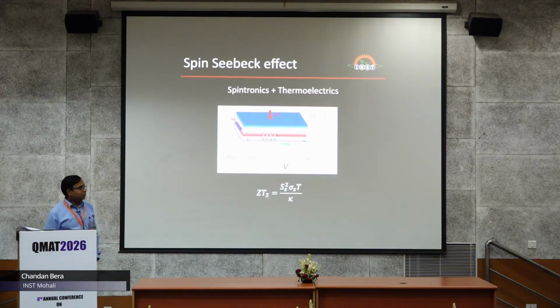Similarly, in magnetic materials, there is another interesting effect we can calculate, the spin-Seebeck effect. The spin-Seebeck effect is a combination of spintronics and thermoelectrics, where we can get a spin current parallel to the temperature gradient. Using a metallic film, we can collect this spin current, and the efficiency of the spin-Seebeck effect is defined by the spin-Seebeck coefficient and the spin-Seebeck conductivity. I'll also discuss these spin-Seebeck calculations in my upcoming slides.